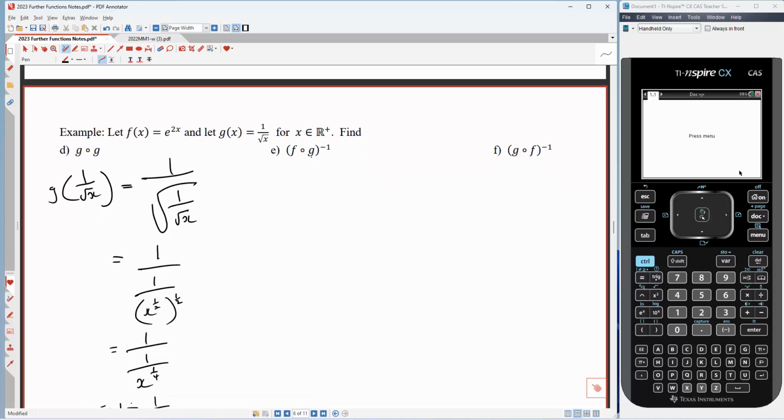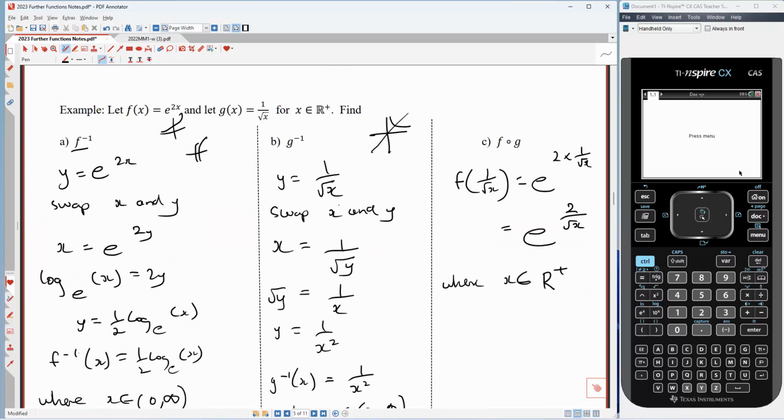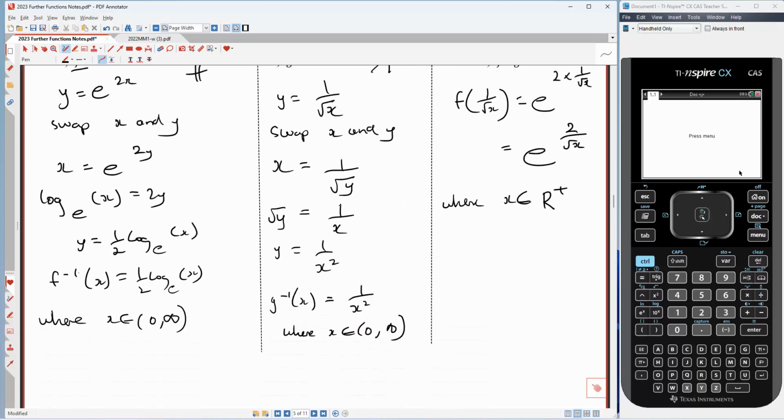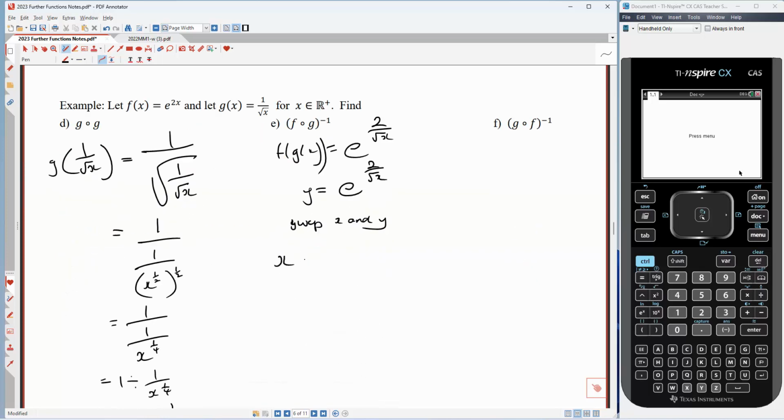Alright, now we've got the inverse of f of g of x. So what was f of g of x? We did that one over here. e to the 2 over root x. So we're just going to write that down. f of g of x equals e to the 2 over root x. Alright, so we'll just go y equals e to the 2 over root x. Swap x and y. x equals e to the 2 over root y.